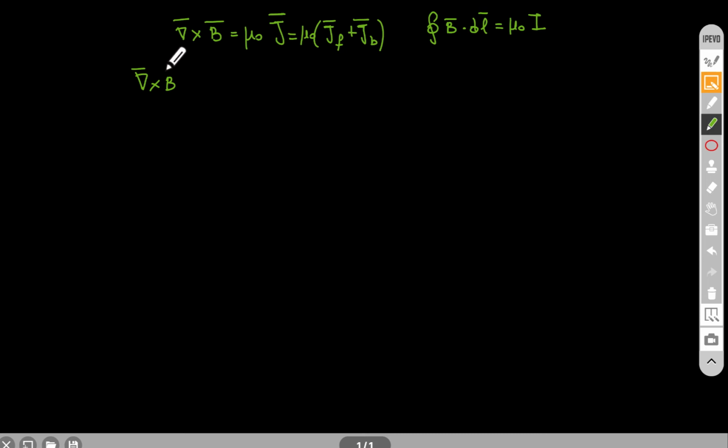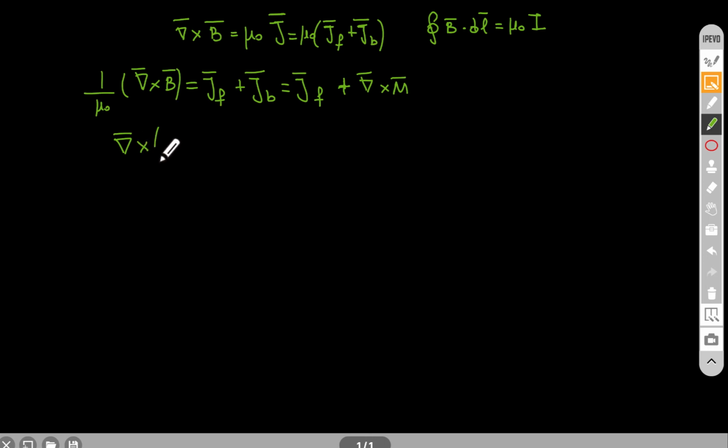Now, moving on, the left side of this is the curl of B. Now I can do 1 over mu naught, and I want to remind you that we have seen that we can find the volume bound current density as the curl of the magnetization, and since I have here the curl of B, I can move this term to the left side, and this will be the curl, and this is equal to the free volume current density.